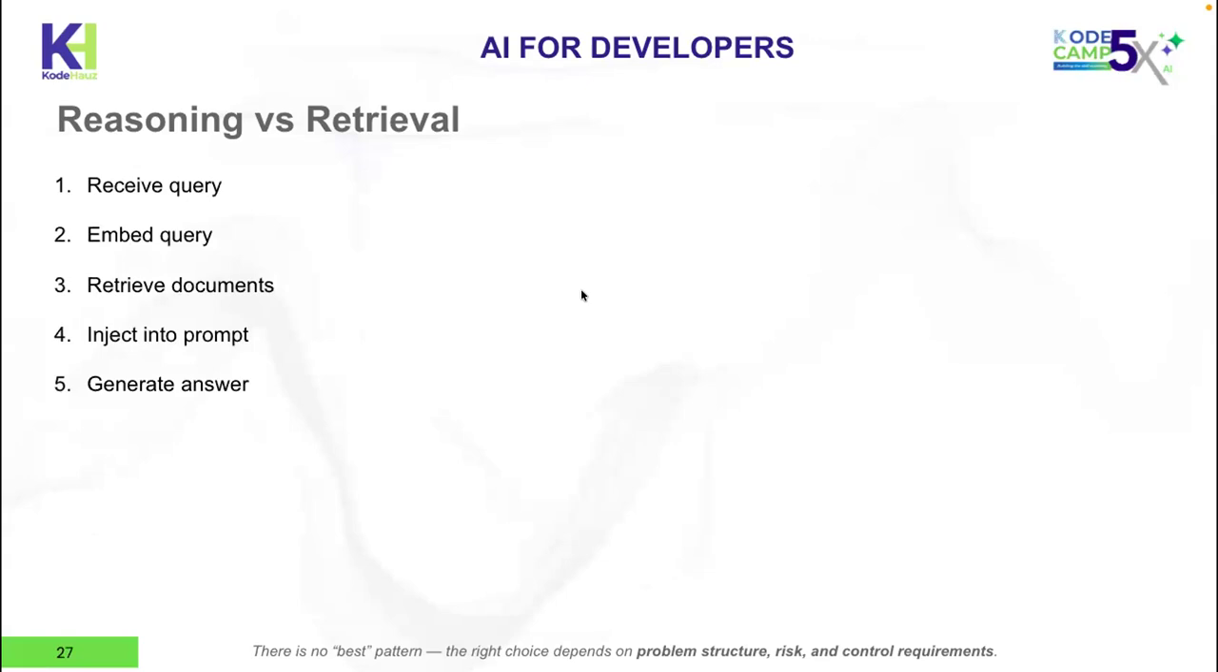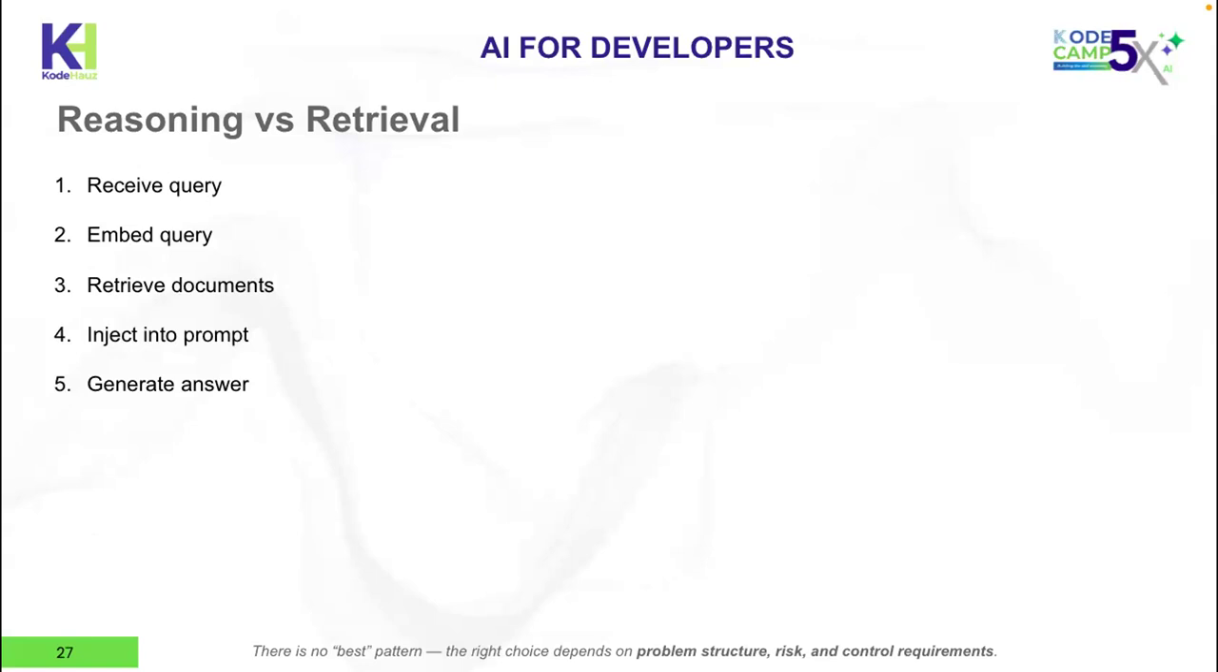So these are the steps that we would normally take in a simple, straightforward agentic flow, right? You would receive the query, embed the query. This is for RAG, basically. Retrieve documents, inject them into the prompt, and generate the answer.